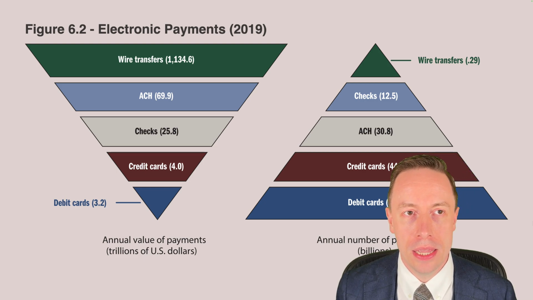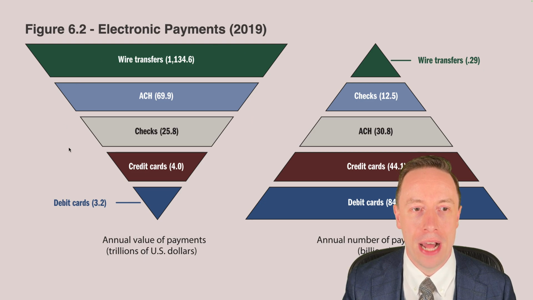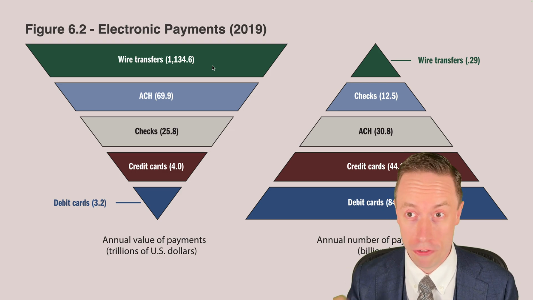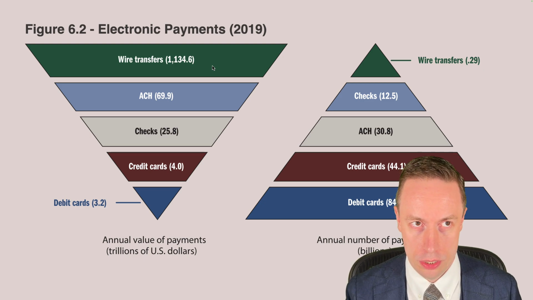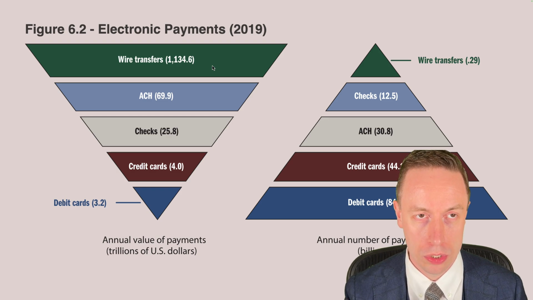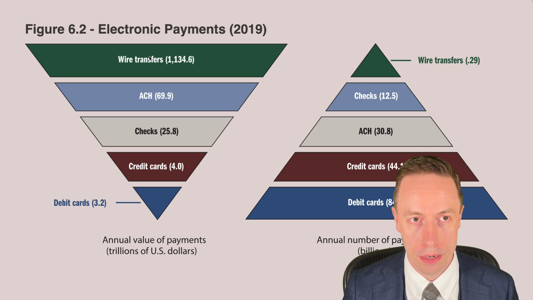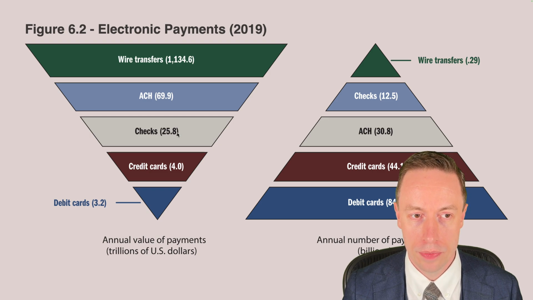So over here on the left, we have the annual dollar value that's happening through electronic payments. You can see by far the biggest number are the wire transfers, which might surprise you because how often do you or I conduct a wire transfer, right? But the big transactions are wire transfers. Business to business, bank to bank, or, like if you're buying a house, something like that. That's why you're seeing such a huge number here. And you can see ACH becoming much more important than checks.